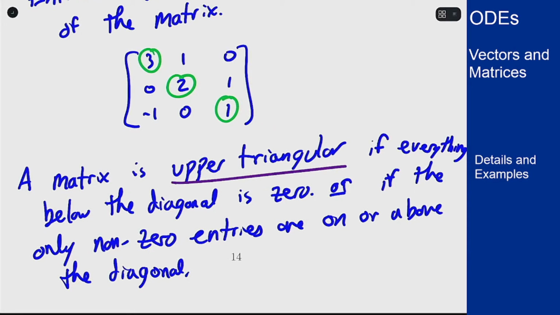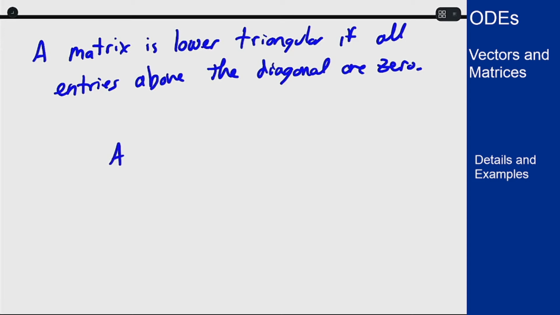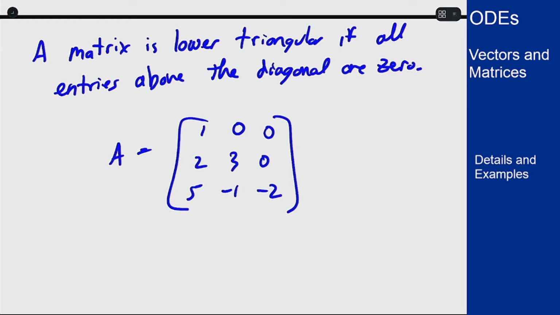On the flip side, we say a matrix is lower triangular if the opposite is true. That is, if everything above the diagonal is 0, or the only non-zero entries are on or below the diagonal. An example of that would be something like the matrix 1, 2, 5, 0, 3, minus 1, 0, 0, minus 2. Again, everything above the diagonal here is 0, therefore this is a lower triangular matrix.